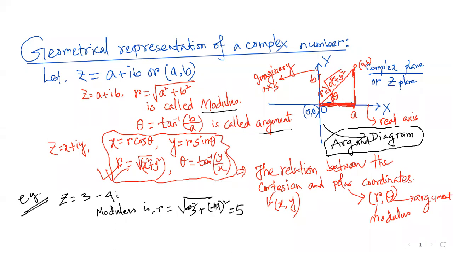And argument theta equals tan inverse of minus 4 by 3. I don't know the exact value of this, but you can find it by using the calculator, in degrees or in radians. So any complex number, we can find the modulus and argument.